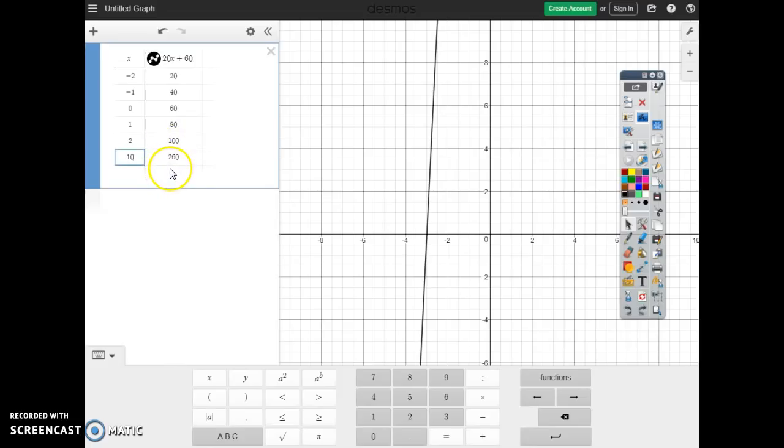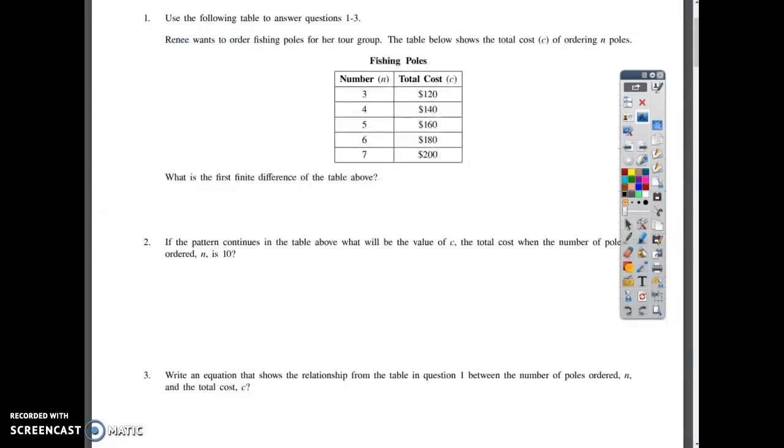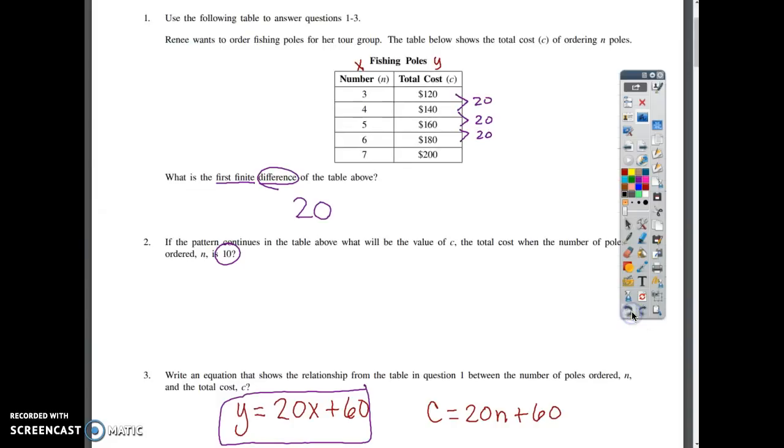Okay, that's the answer for problem number 2. 260. So right here, is $260 for 10 poles, fishing poles.